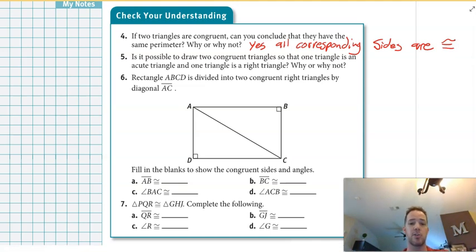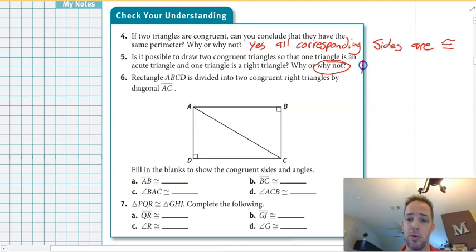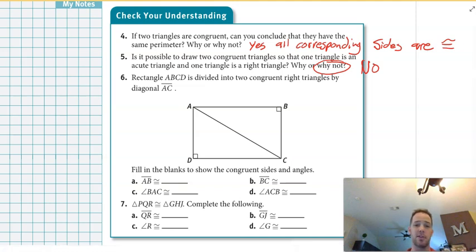Is it possible to draw two congruent triangles so that one triangle is an acute triangle and one triangle is a right triangle? Definitely not, because the pairs of angles would have to be congruent. To be an acute triangle, you have to have all acute angles. And any congruent triangle would have all acute angles. You can't have another triangle that has a right angle, because if one of the triangles has a right angle, any congruent triangle has to have a corresponding right angle, and it would be another right triangle. So no, because the angles have to correspond. You can't have an acute triangle with all acute angles be congruent to a right triangle. All right, so I guess I should put no, and the reason is corresponding angles would be congruent. If a triangle has a right angle, any congruent triangles have to have right angles.